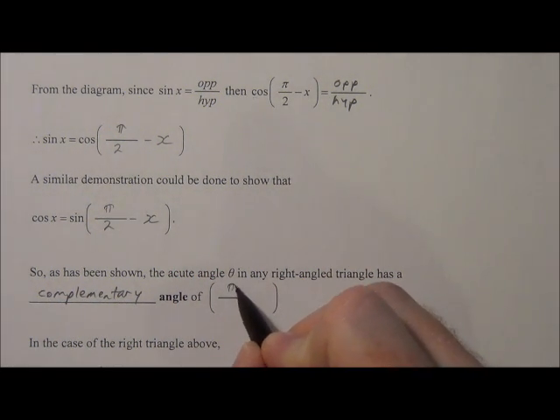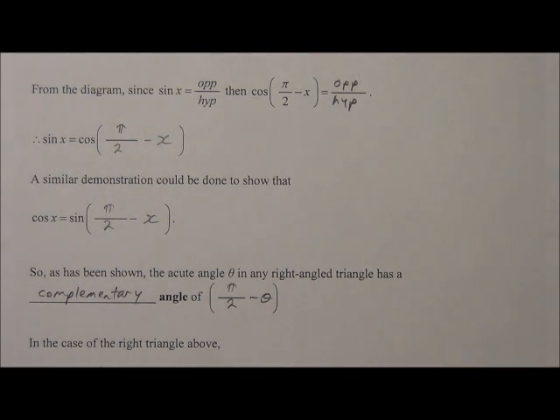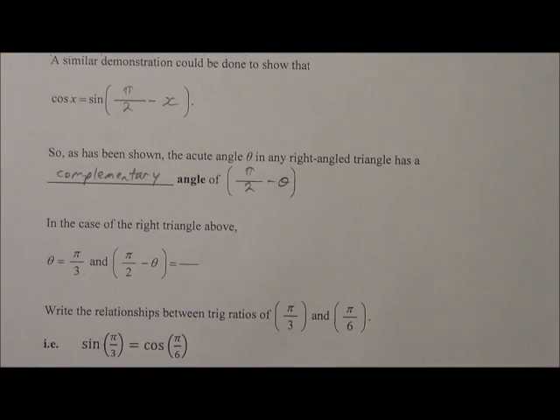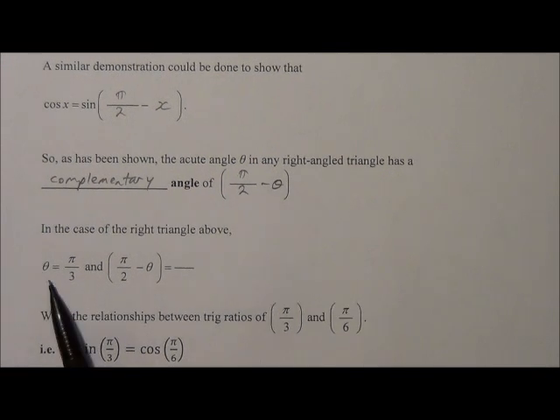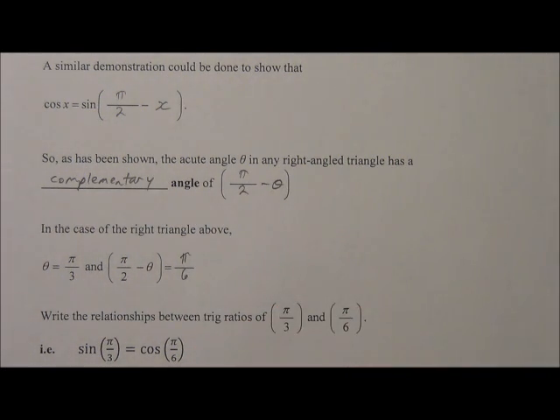Of pi by 2 minus theta. And if we take a look at that triangle that we just looked at from before, so angle theta is pi by 3 and pi by 2 minus theta is the other angle, therefore that other angle is pi by 6. Okay, and that gives us the pi by 6, pi by 3, pi by 2 special triangle that we've used in the past.